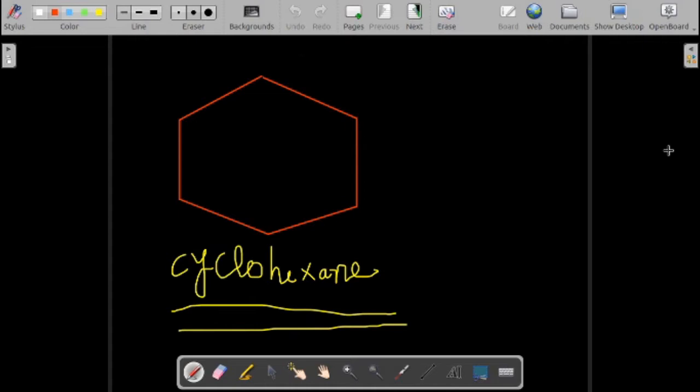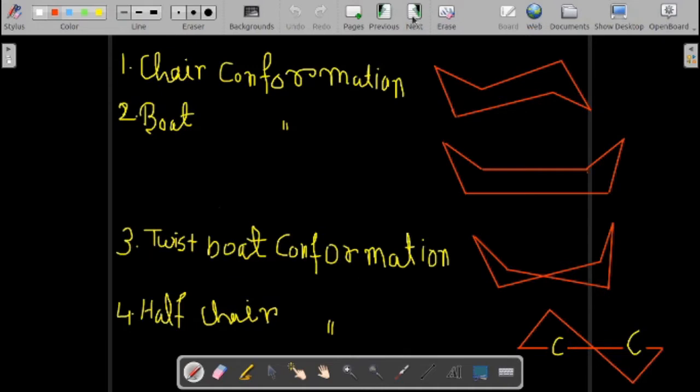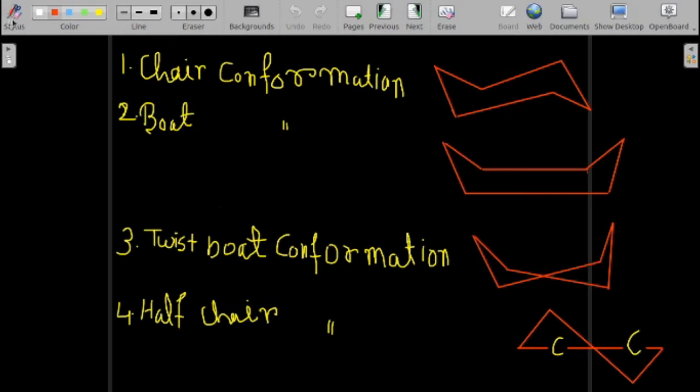Today we will discuss the conformational analysis of cyclohexane. As we know, cyclohexane is a cyclic compound. So here we discuss the conformations of cyclohexane. Cyclohexane has four types of conformation. Number one is chair conformation, number two boat conformation, number three twist boat conformation, number four half chair conformation.